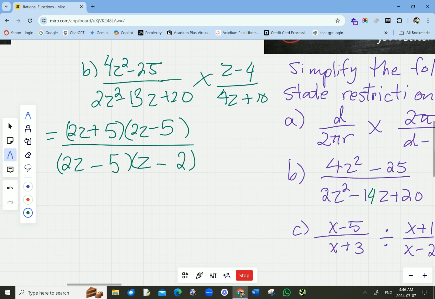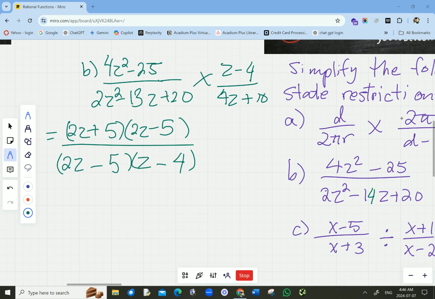Let's try that. Let's see if that doesn't work. All right, I'm making a mess of this, but this is okay. Mistakes are good. Let's check this. All right, so we have 2z minus 5 times z minus 4. Let's see if this works.